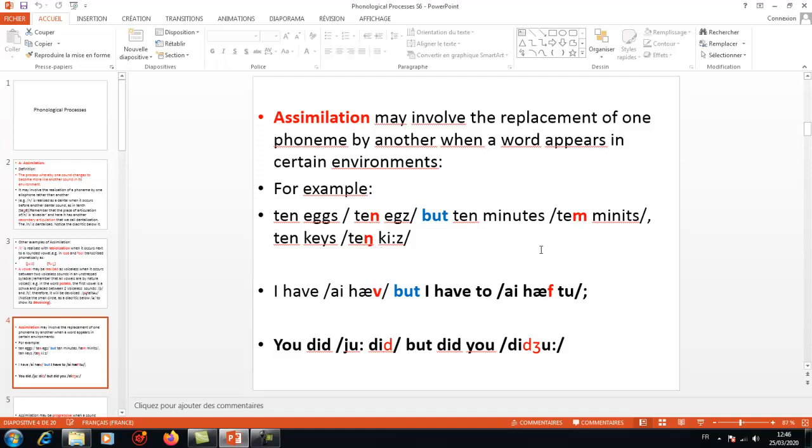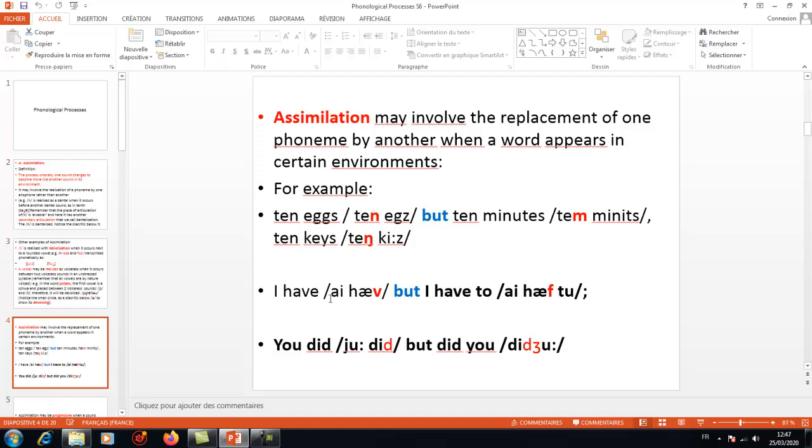Why does this happen? Of course, because here the following sound is a bilabial sound, m. Therefore, it will impose the feature of bilabial on the preceding sound, which is n. It's not going to be an alveolar sound, it's going to be a bilabial one due to the influence of the bilabial sound following it. Same thing in here. The n here, which is alveolar, will be changed into a velar nasal, due to the influence of the velar stop that follows it.